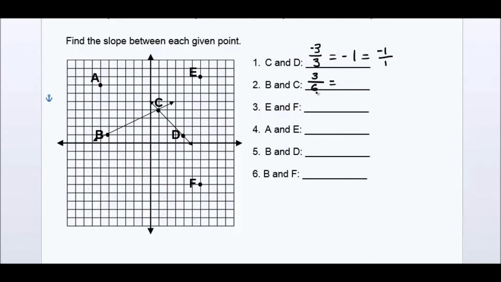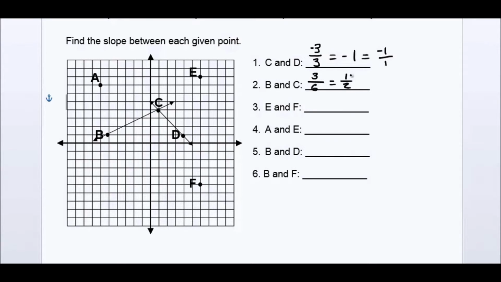Let's simplify this. 3 over 6, when you reduce, we divide both the top and bottom by 3, and we get 1/2. Now let's see if that's true. 1/2 means that, remember, the top is the vertical change, or the change in the y. The bottom is the horizontal change, or the change in the x's.